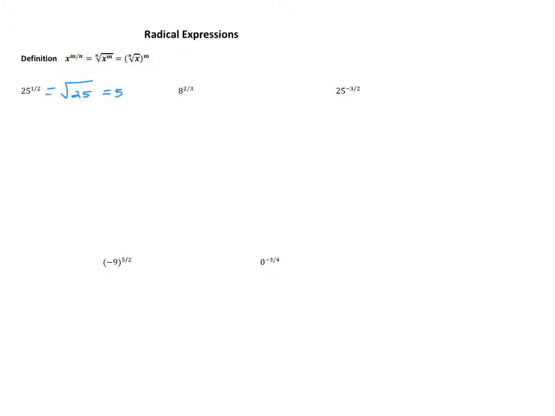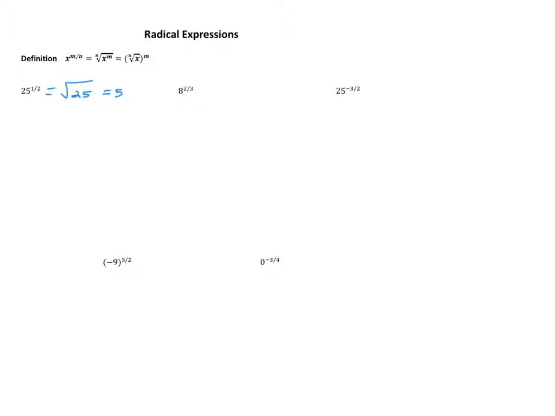a 1. So the definition that we're going to use is the n still means you're taking the nth root. So here you're doing it last, here you're doing it first. But this m means you're also raising x to the power of m. Here you're doing it first, and here you're doing it last. Let's try out this definition by looking at 8 to the 2/3 power.